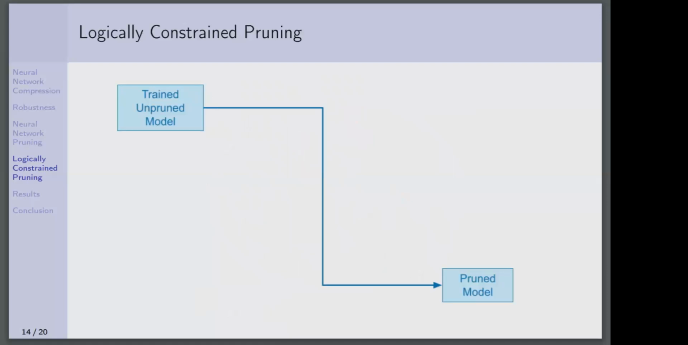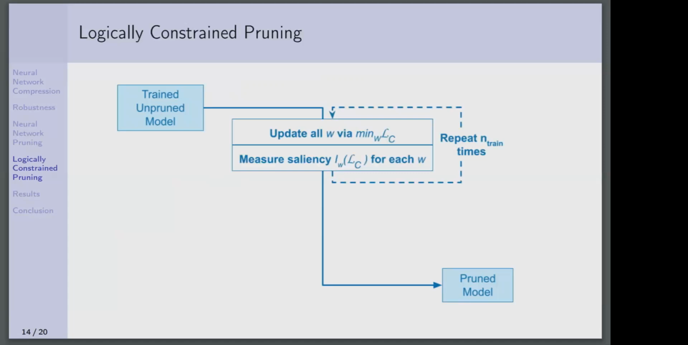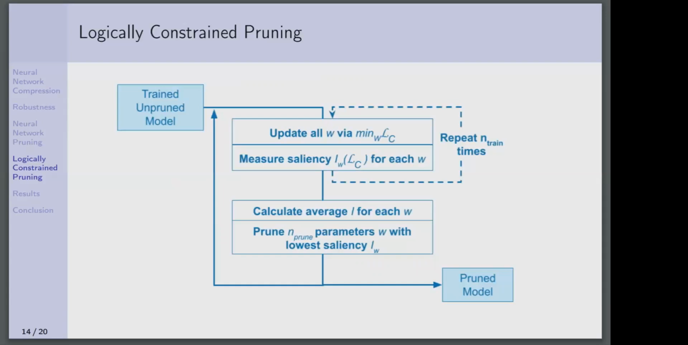Cool. So finally, how do we get from a pre-trained, unpruned model to a pruned model? The first step is to do our retraining. We update all of the weights in our network by minimizing this constraint-aware loss function. The next step is to measure the saliency, again using the constraint-aware loss function, for each weight in the network. We repeat this a predefined number of times. Once we've done enough retraining, we calculate the average saliency for each parameter in the network. So we're going to have a bunch of saliency measures from all of the retraining steps. We calculate the average, and then we use this to find the n pruned parameters which have the lowest saliency, and we remove these from the network. At this point, we have a network which is more pruned than the network that was put in, and we can output a pruned model, and then also return to the first step and keep going. So we're iteratively creating a pruned model at each different level of pruning.